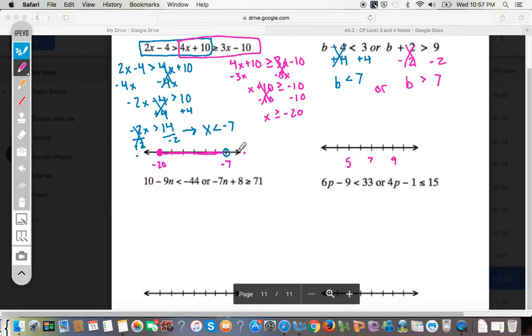So let's take a look at this. B is less than 7. So I know it's an open circle. So B is less than 7. That's everything in this direction. Over here I have B is greater than 7. So again, I have my open circle here. B is greater than 7. So that's all numbers in this direction. So taking a look at this, B can be any number on the number line in order to satisfy both of these equations, except 7. It can be anything except 7. Okay, so this is my solution right here.